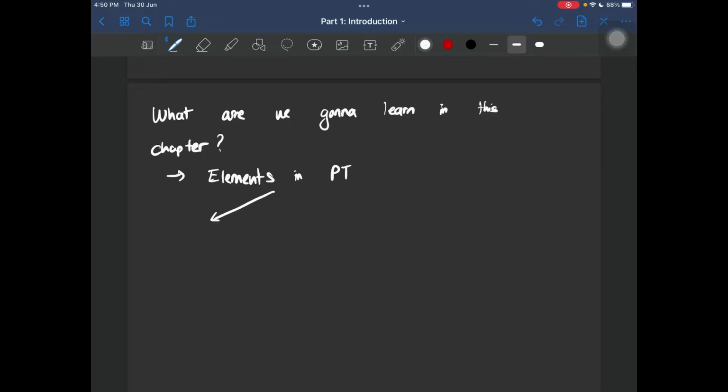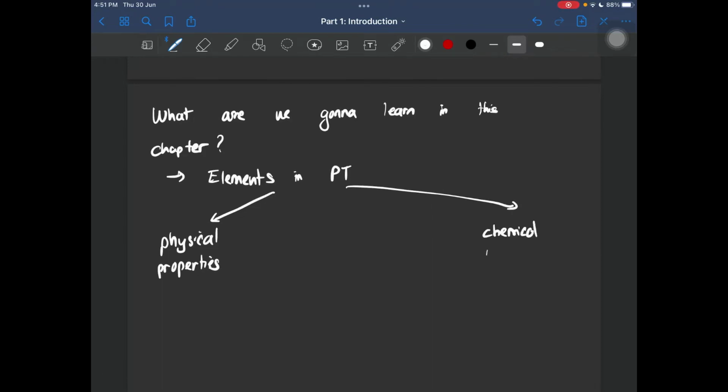We're going to learn about the properties. So what type of properties? We're going to learn about the physical properties, and we're also going to learn about the chemical properties.